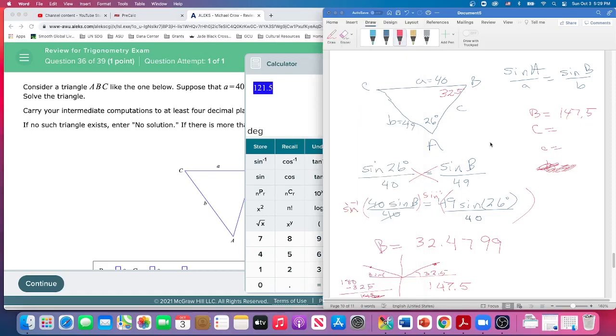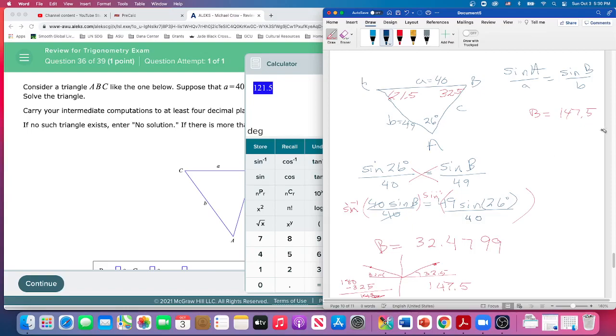So 121.5. That's another solution. We'll be able to find little c now, and we do that by following through with the law of sines. Let me get some room here. I'm going to get these out of the way.